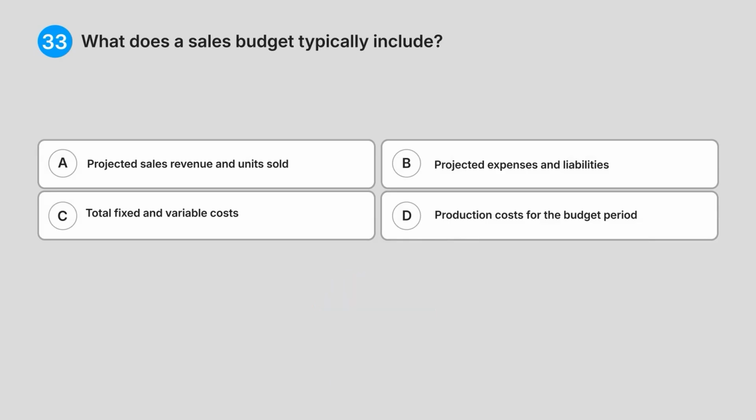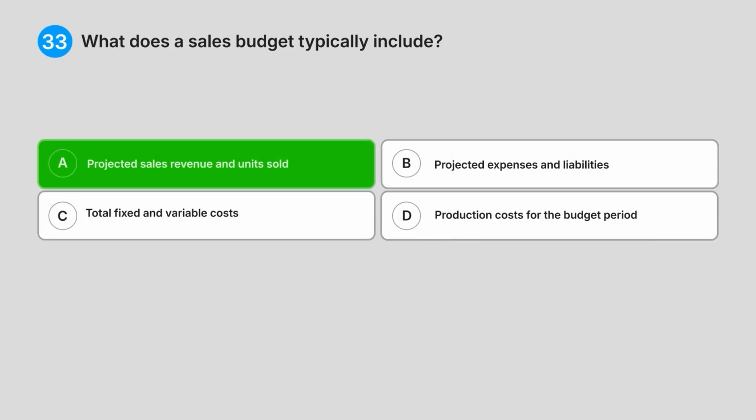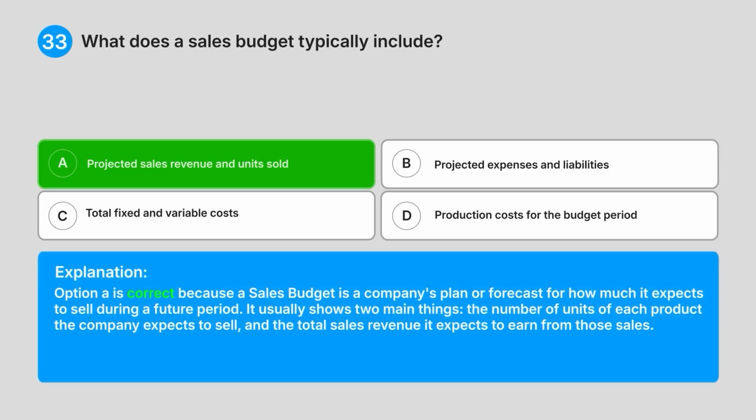Correct answer, A. Projected sales revenue and units sold. Explanation. Option A is correct because a sales budget is a company's plan or forecast for how much it expects to sell during a future period. It usually shows two main things: the number of units of each product the company expects to sell, and the total sales revenue it expects to earn from those sales.